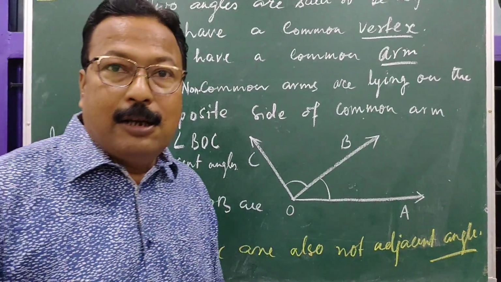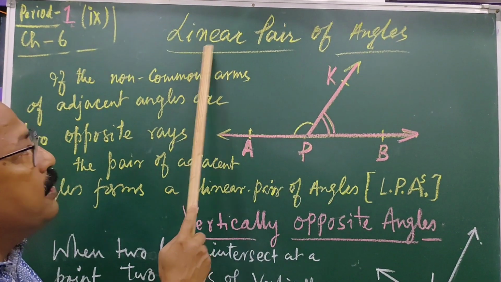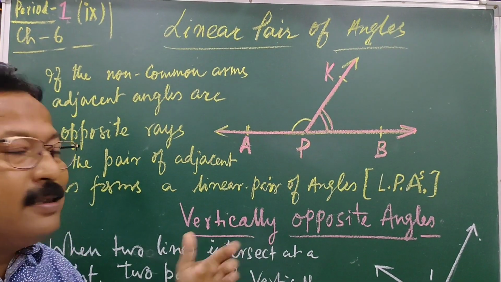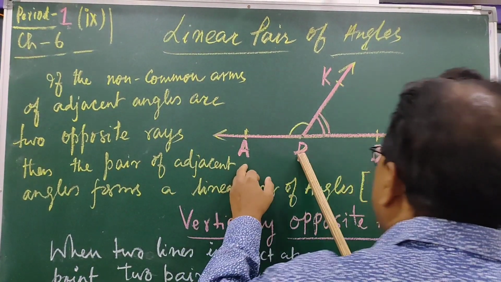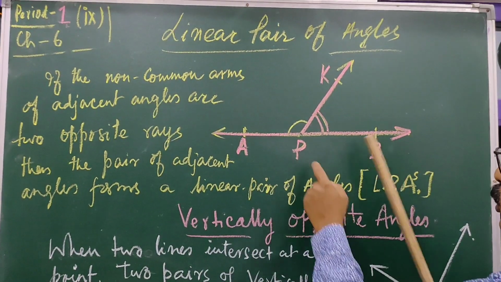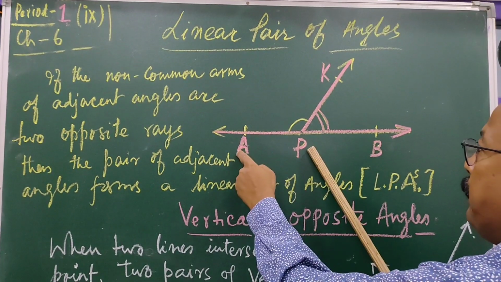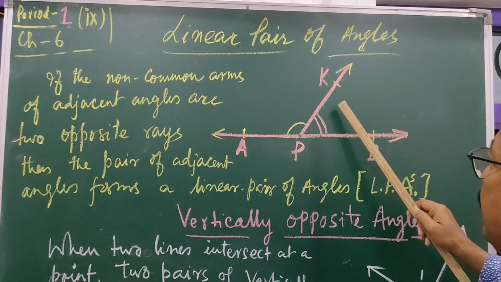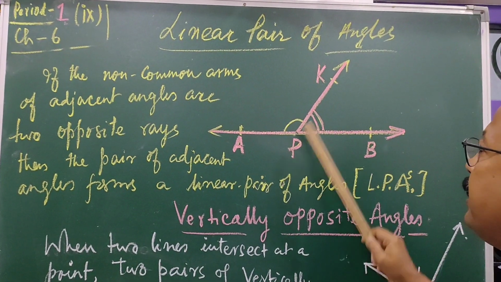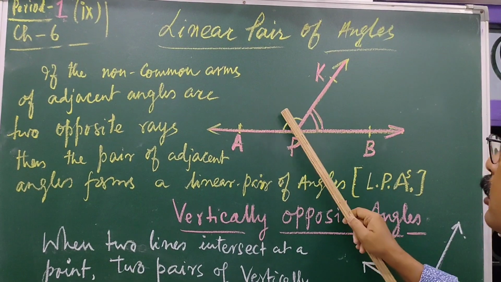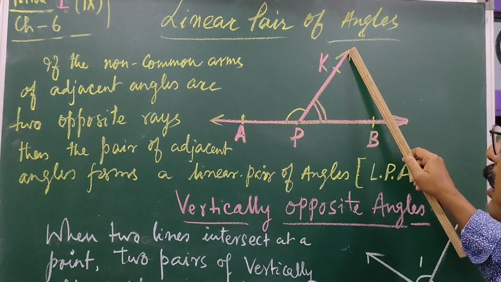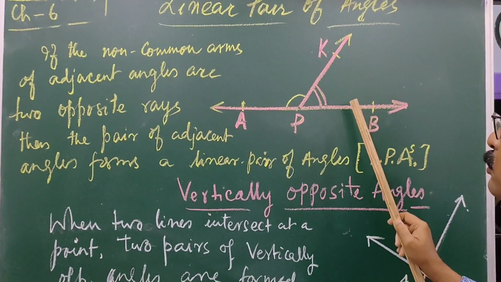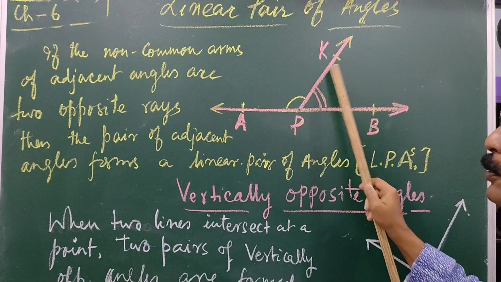Now our next topic is linear pair of angles. As we have seen with adjacent angles here, APB is a line, or you can say PB and AP are two opposite rays, and these two are adjacent angles. BPK and APK are two adjacent angles since they have a common arm and a common vertex, and the two non-common arms lie on opposite sides of it.